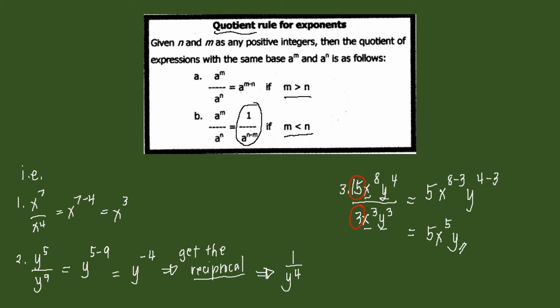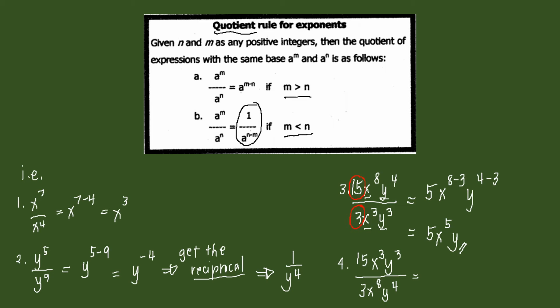Let's have another example. How about if I do this? I will write 15x cubed y cubed, and then I will write here 3x to the 8 y to the 4. What will be the difference here? So as you can see, the exponents in the numerator are lesser than the ones in the denominator.